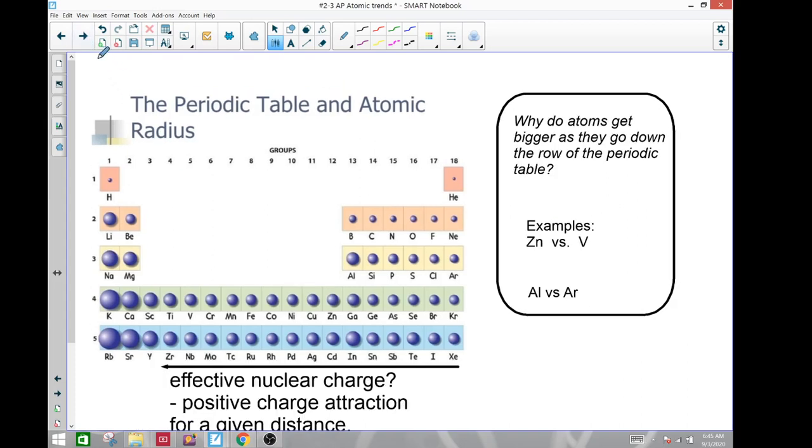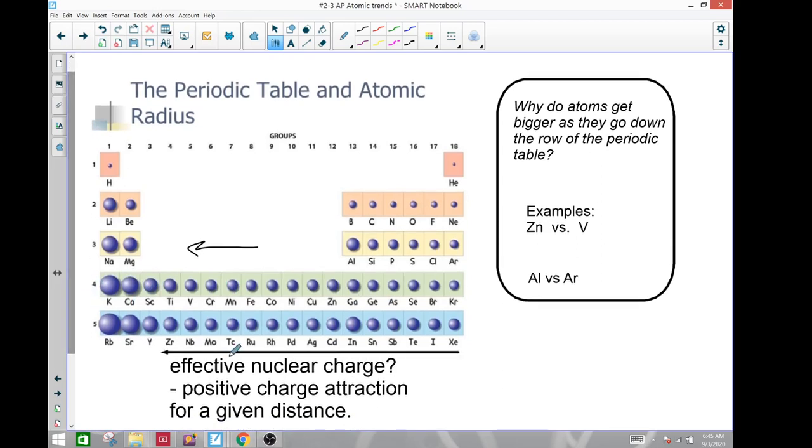Now notice that atoms get bigger as they go to the left. That's something that might not be as intuitive. Why is it that it gets bigger as it goes to the left? There's a technical term for it. It's called effective nuclear charge: how effective is the positive nuclear charge at pulling things in?